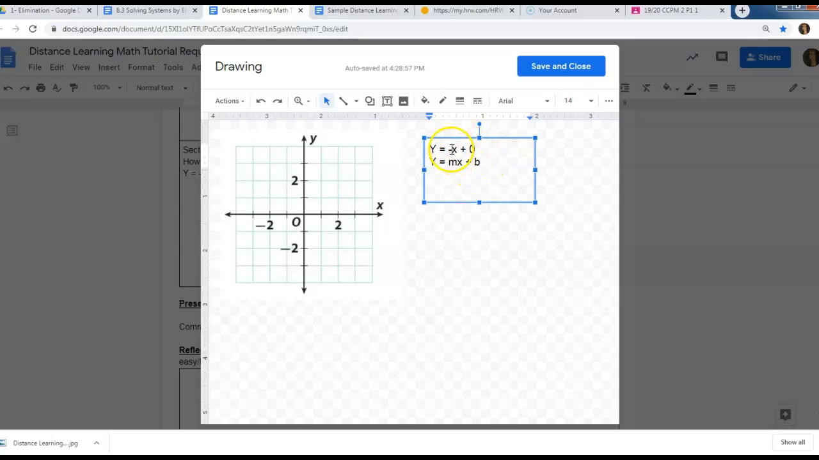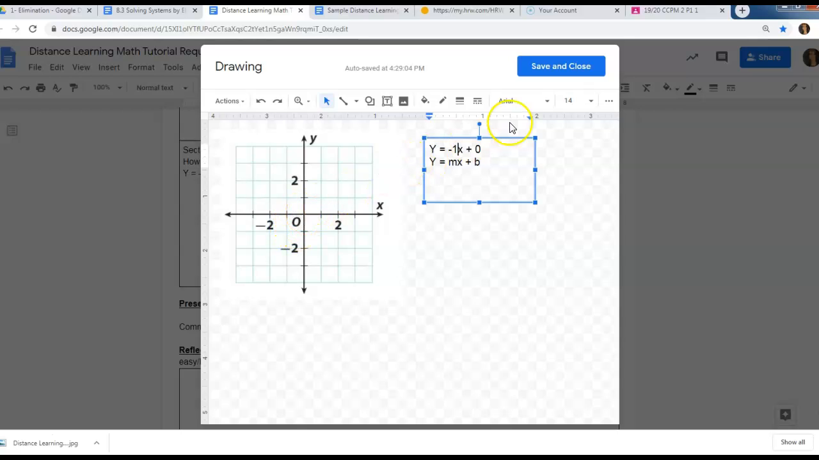Here, what is that number? There's no number right there. When there's no number right there, that means it's 1. So right here, the slope is negative 1. Okay, so the y-intercept is 0 and the slope is negative 1. As a fraction, it would be negative 1 divided by 1. Negative 1 out of 1.